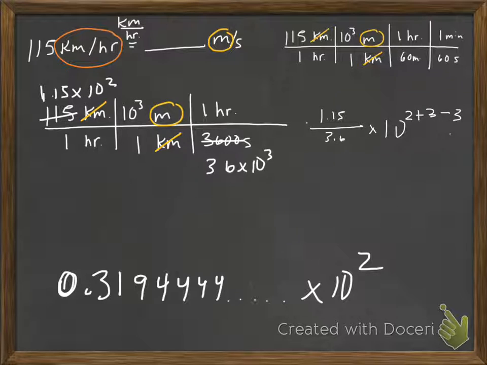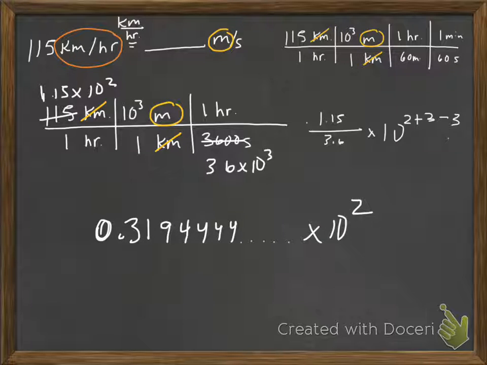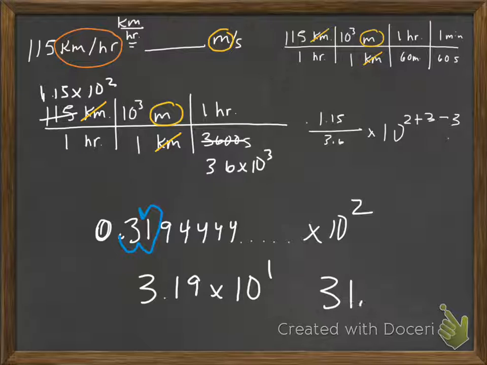There, I said it. I feel like a grubby little 5-year-old, but I can't reliably do the dots, move the decimal without doing bumps under. So 1, 2, 1. Okay, so I can either call this 3.2. Oh no, I have 3 sig figs, don't I? 3 sig figs. 3.19 times 10 to the first, or I could just call it 31.9 meters per second.